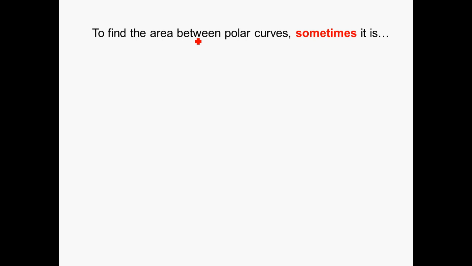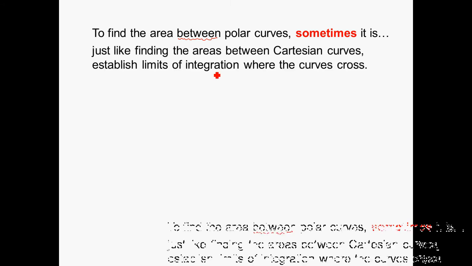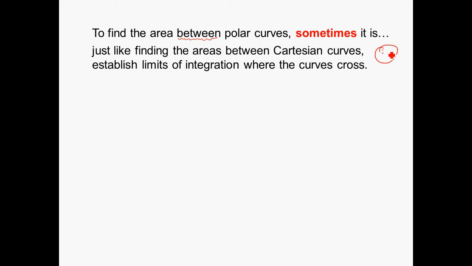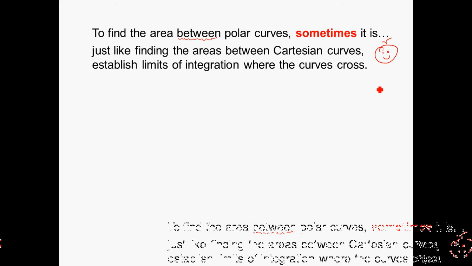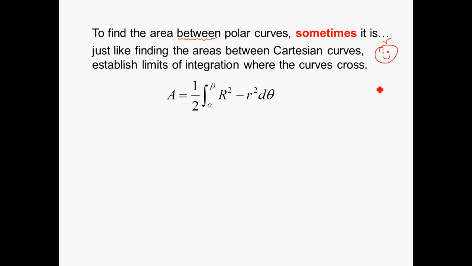But to find the area between polar curves, sometimes it's pretty straightforward, and it is just like finding, I like this kind. All I have to do is establish the limits of integration where the curves cross. Look at that formula. That should look familiar. So think bigger minus smaller. And of course the 1/2 is factored out of both of these. Again, this does not equal, don't do that.